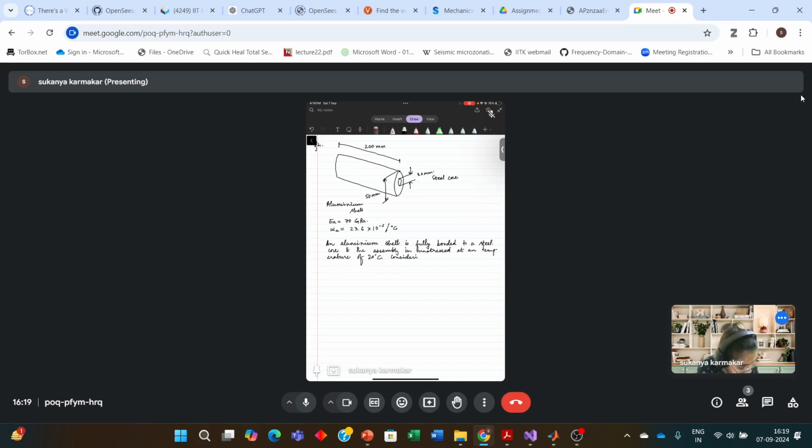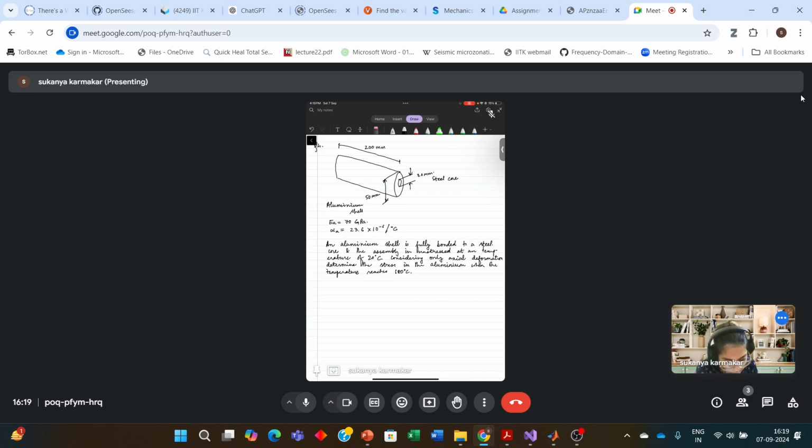Considering only axial deformation, determine the stress in the aluminium. You have to determine the stress in the aluminium when the temperature reaches 180 degrees Celsius.